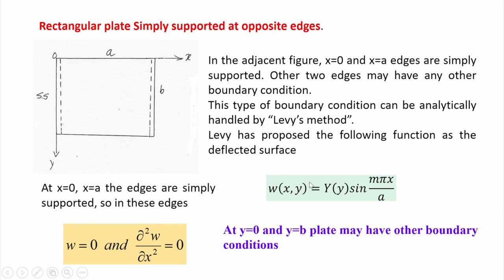However, the function of y, denoted here with capital Y, is not known. So we have to find it out after substituting this in the governing differential equation of motion, and then, after solving this equation in y and seeing how the constants of integration arise, applying the boundary condition at the other two opposite edges, we can solve it. Now suppose the other two edges are also simply supported. In that case, it may also be there.